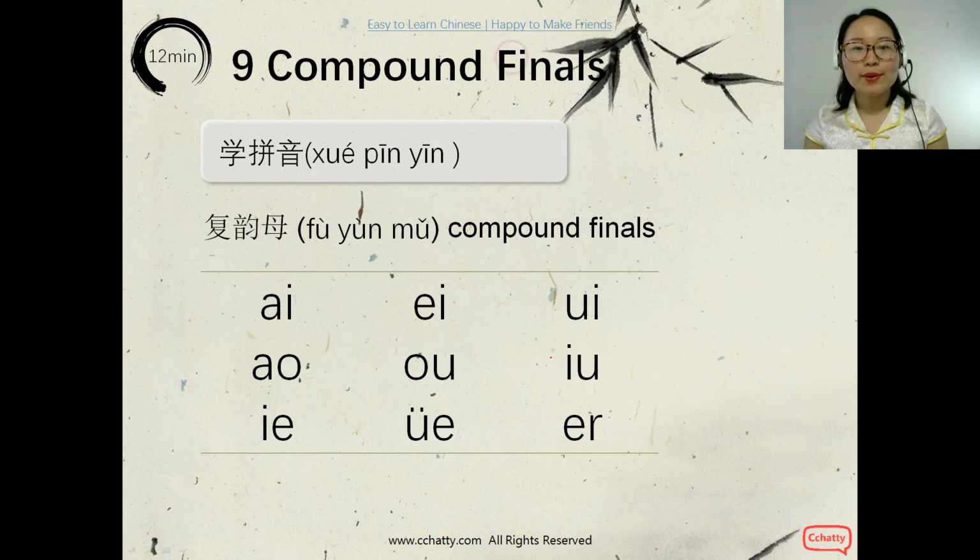And the next one, we say the compound finals, very easy here. So the first one, ai, and then ao, and then wei, and then ou, and then you, and ye, yue, and then er. Okay, curl your tongue, the last one.